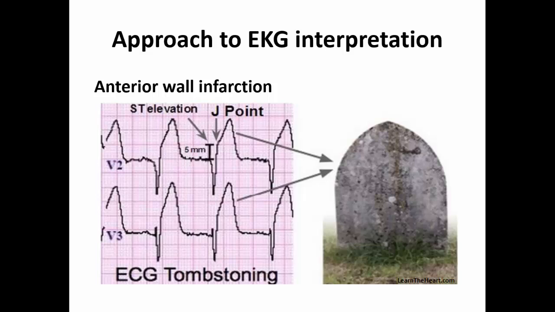So let's talk about anterior wall myocardial infarctions. Here's only a couple leads provided, V2 and V3. When you take a look at these leads, you see there's this pretty impressive 5 millimeters of ST elevation. This is what we talk about sometimes as being tombstoning. The ST segment looks sort of like a tombstone at the top, hyperacute with ST elevation.